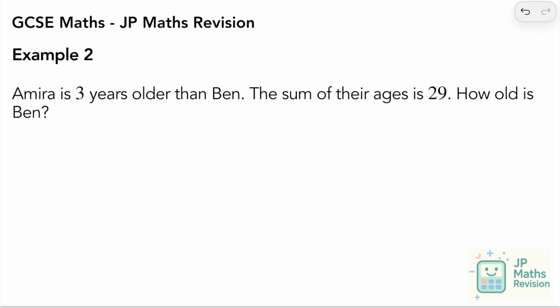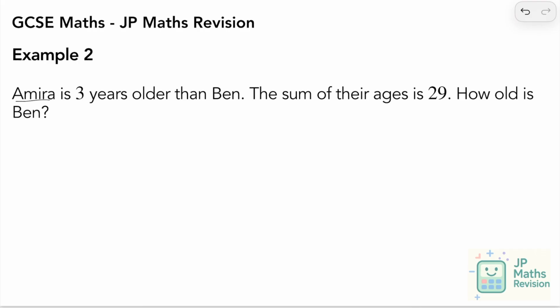Okay, so here we have: Amira is 3 years older than Ben. The sum of their ages is 29, and we want to find how old Ben is. So here, this is just a bunch of words that, again, mathematicians don't like seeing. So we're going to try and turn this sentence into a mathematical equation.